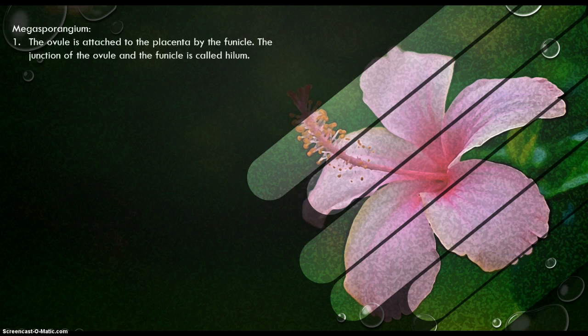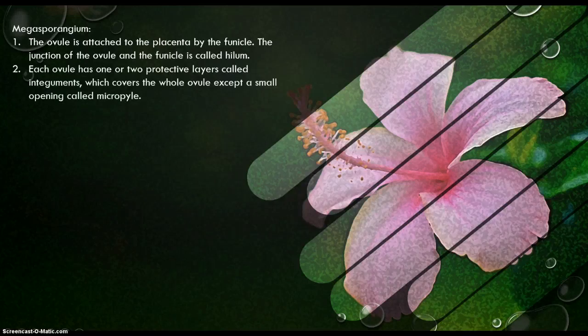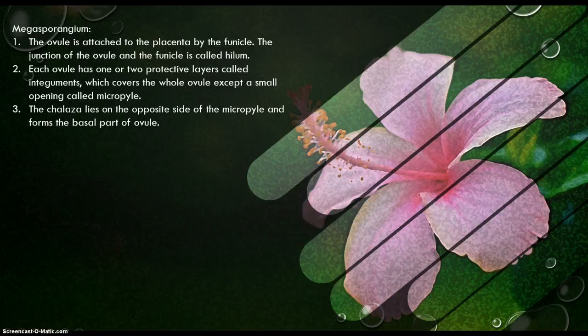After this, let us move ahead and see the ovule, also known as megasporangium. The ovule, present inside the ovary, is attached to the placenta by a stalk-like structure known as the funicle. The junction of the ovule and the funicle is known as what? Hilum. Each ovule has two protective layers, known as what? Integuments. These integuments cover the whole ovule except a small portion, which is kept as a pore known as the micropyle.